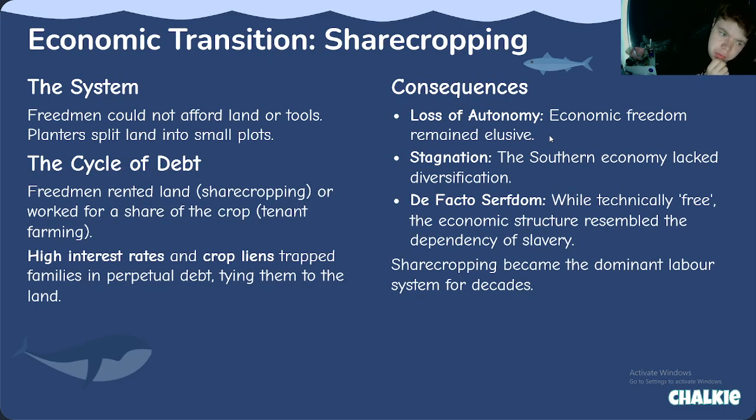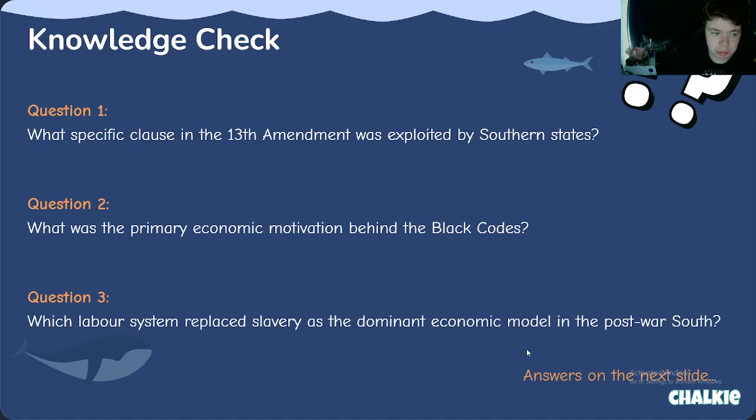Obviously, you had freedmen who can't really afford land or tools, so lands are split into smaller plots. Land gets rented under sharecropping. There are then high interest rates, and essentially people get tied to perpetual debt and tied to their own land. There's a loss of autonomy, there's stagnation, and while African Americans were technically free, the economic structure was again quite similar to that of slavery, and the dependence that people had.